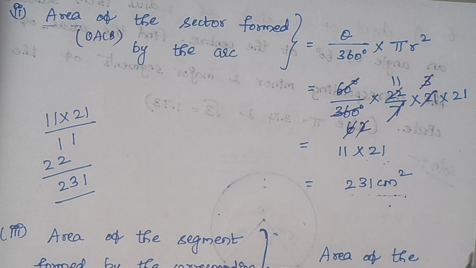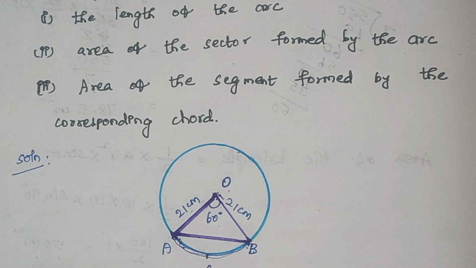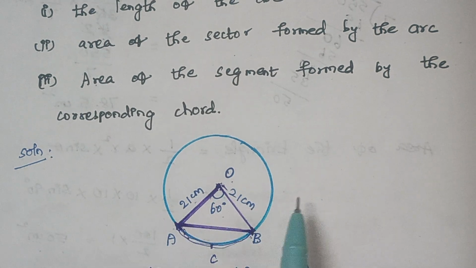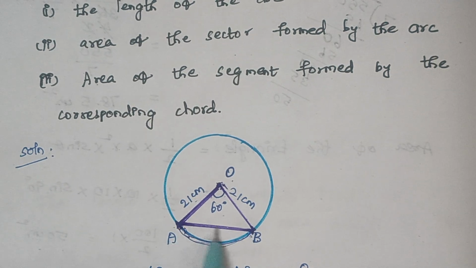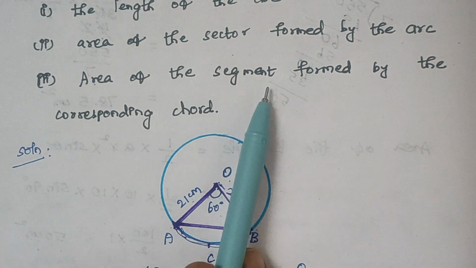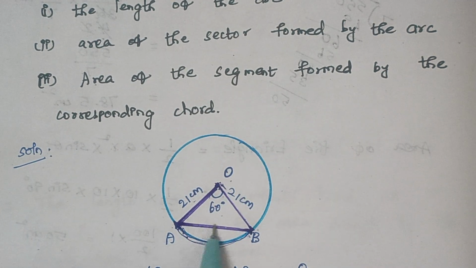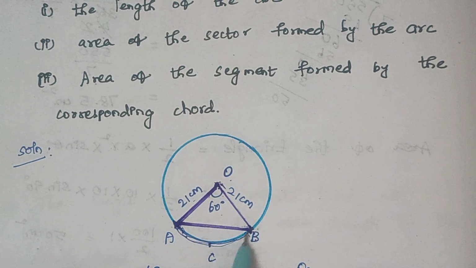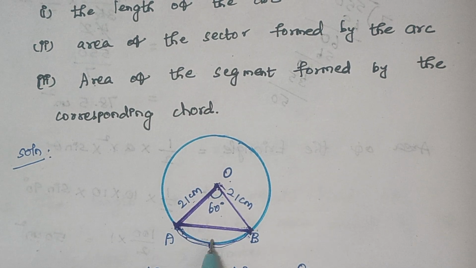Now what is the third part? Area of the segment formed by the corresponding chord. So here what is meant by chord? Chord is nothing but a line which joins two different points of a circle, right? That is known as chord. So here in this diagram, here AB is the chord, right? So here we have to find the area of the segment formed by the chord. So this is your segment, right? So sorry, this is your chord and this is the area of the segment. So here we have to find this part, right?